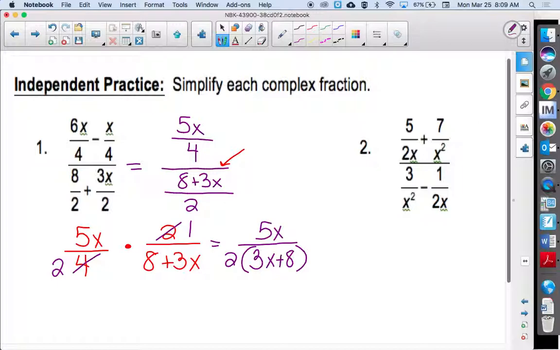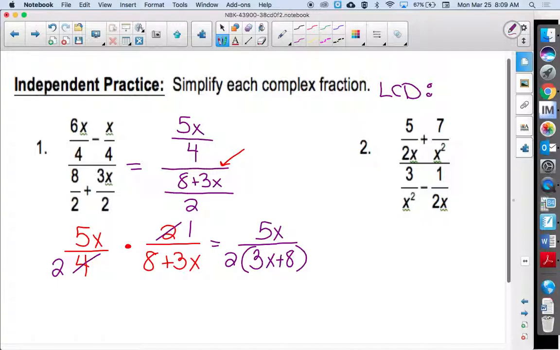Questions? So let's look at number 2. This one, the denominators are not the same, so I can't just combine them together. So we can use method number 2, where we're going to look at what the least common denominator is for all the fractions. So look at the bottom of the fractions. We have a 2x, an x squared. We have an x squared, a 2x.